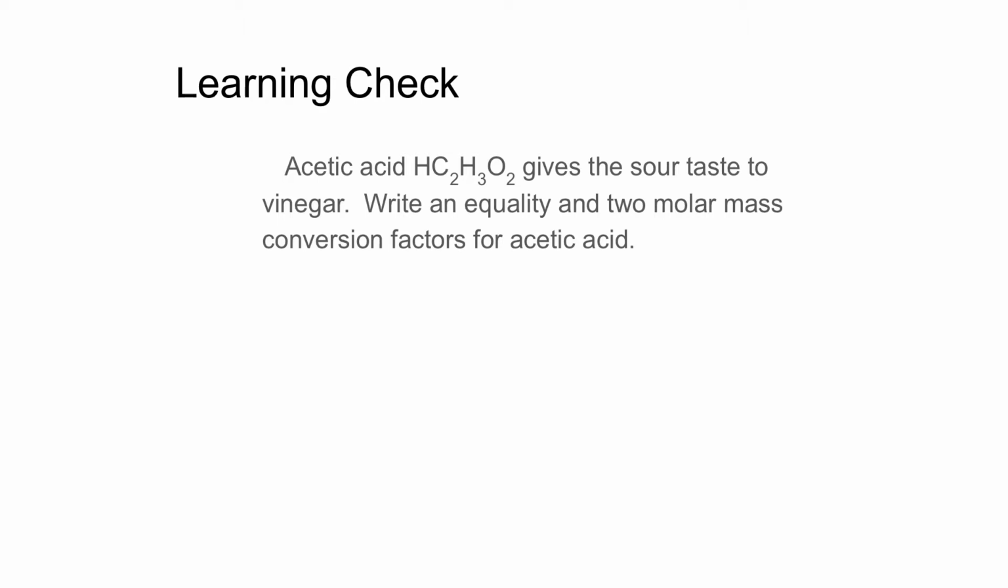So the first one is acetic acid, HC2H3O2, and it's asking us to write an equality and 2 molar mass conversion factors. So first we need to find the molar mass. And to find the molar mass, you are going to look at each of the elements and each of the subscripts that go with those elements. And those subscripts are going to tell you how many moles of that element are in the compound.